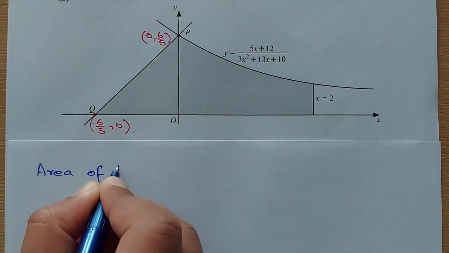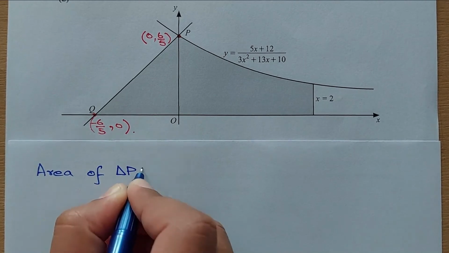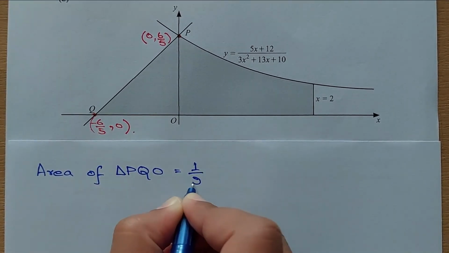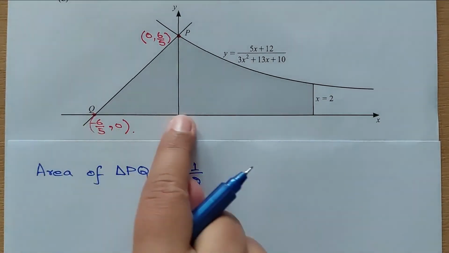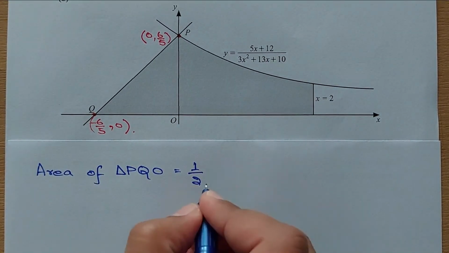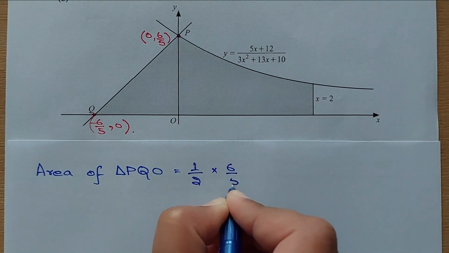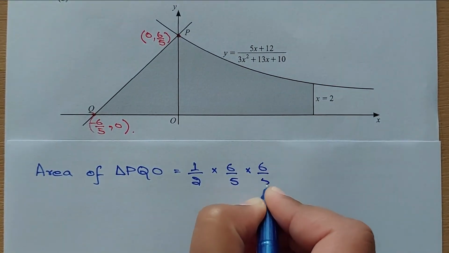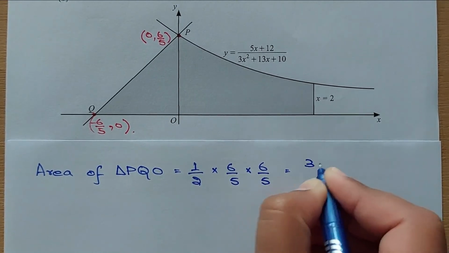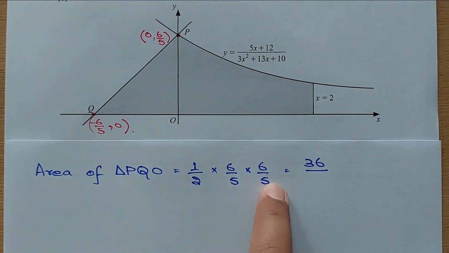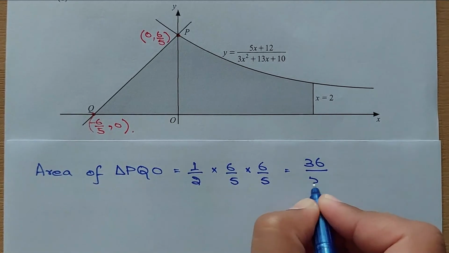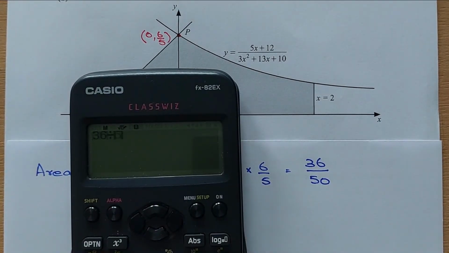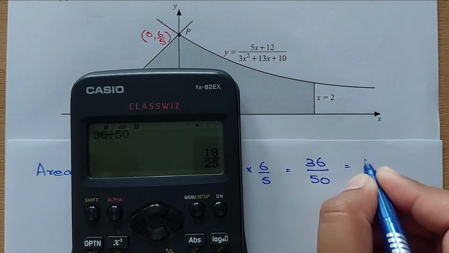Area of triangle PQO is equal to half base times height. This is the base, that is from 0 to minus 6 by 5. So the base is 6 by 5 and the height is from 0 to 6 by 5. That is again 6 by 5, right? 6 times 6 is 36 and 5 times 5 is 25. 25 times 2 is 50, and 36 divided by 50 is 18 by 25 in its lowest form.